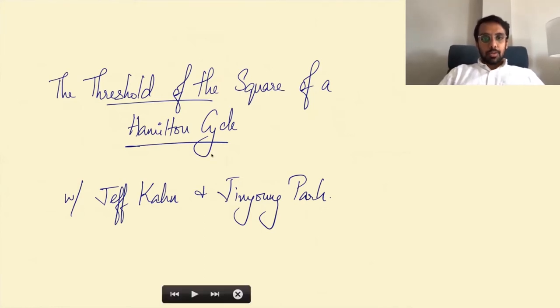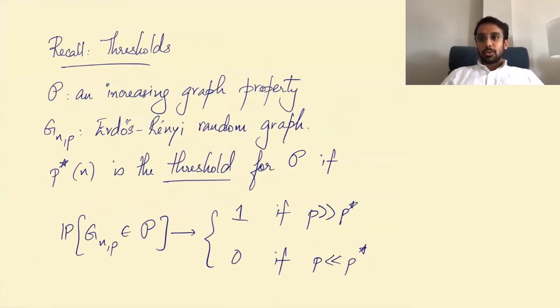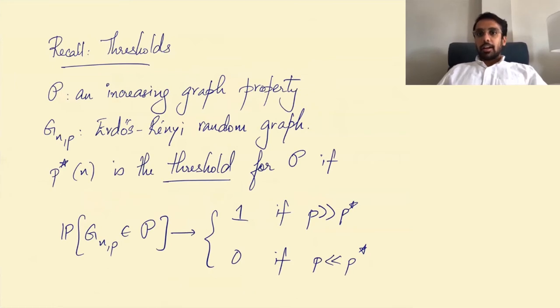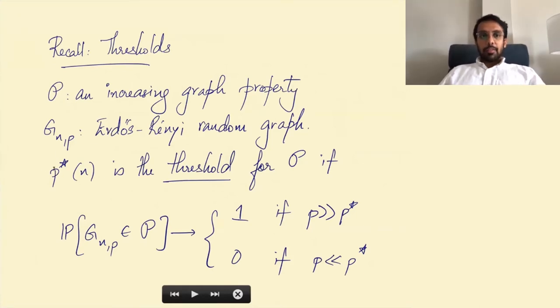Okay, so to start with, I'll just reacquaint all of you, though I'm sure this is unnecessary, with what I'm going on about. When we talk about thresholds, we mean we fix some increasing graph property, for example, does my graph contain a triangle? Any property closed under adding edges. And we look at the random graph where we include edges independently with probability p. We call a function p star the threshold for this property if the probability of our random graph landing in this property changes from 0 to 1 around p star. So my notation here is saying if p over p star is very large, then this probability tends to 1, whereas if p over p star is very small, this probability tends to 0.